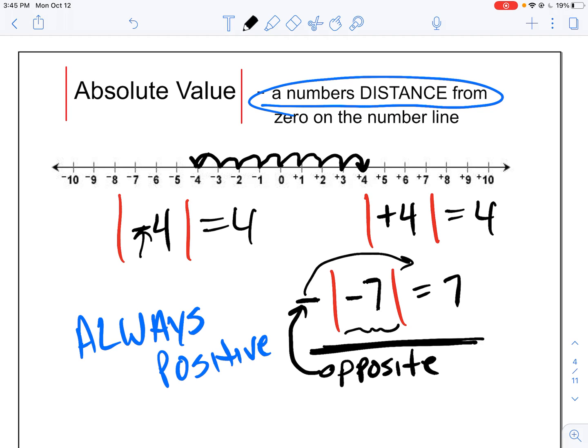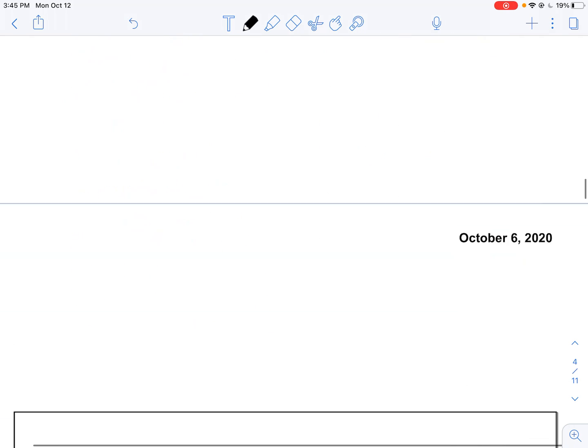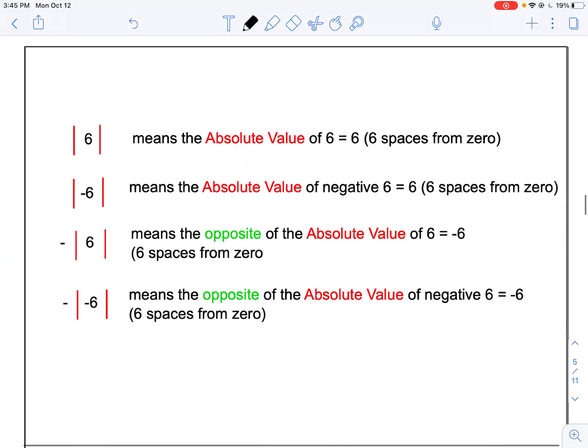of it. So this answer is actually a negative 7, not because the absolute value number inside is a negative 7, but because this is asking for the opposite of whatever the absolute value happens to be. So you can get negative numbers, but it's because of what's on the outside of the absolute value sign, not what's on the inside. So that brings us to this slide.